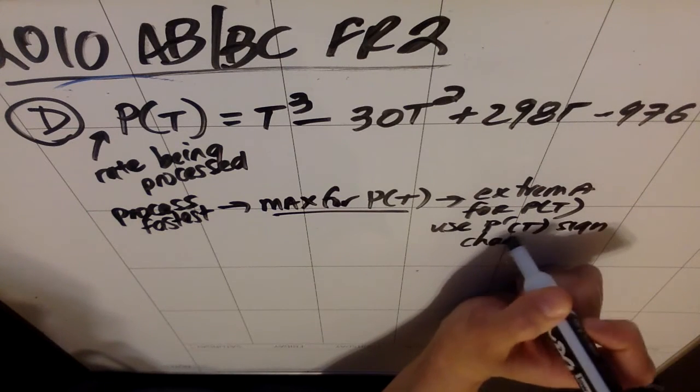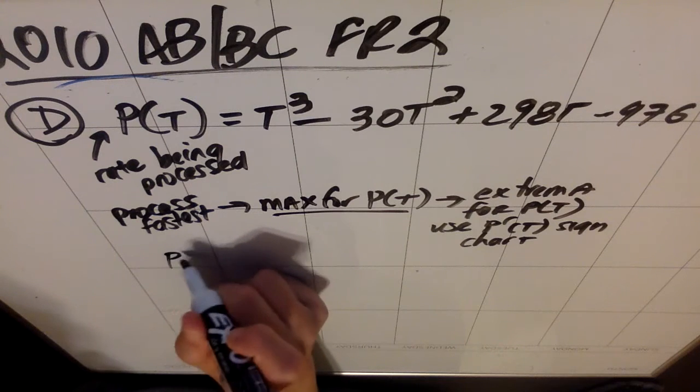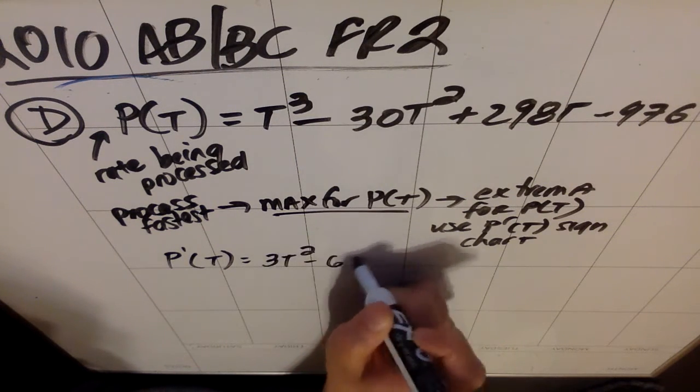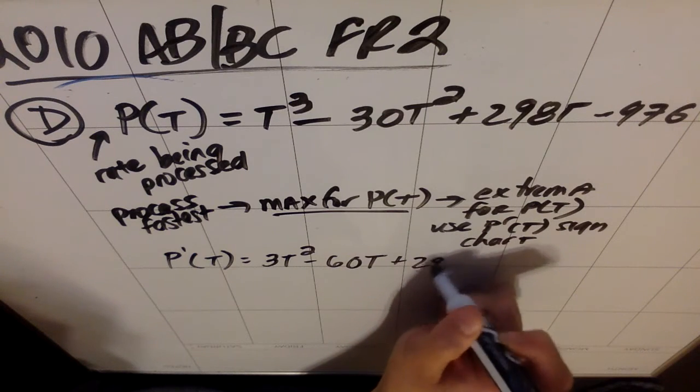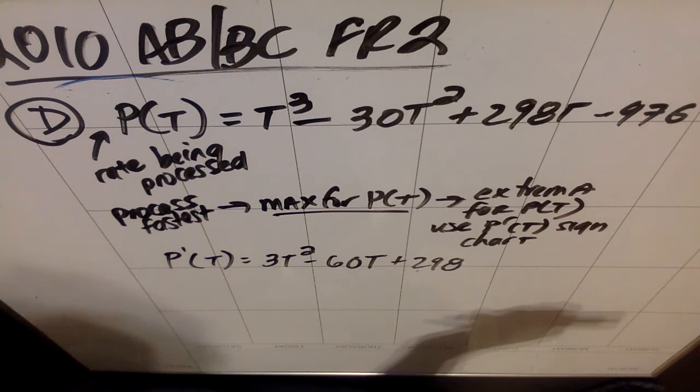So there are a couple ways to handle this. My take is that the easiest option is to find P prime of T by hand. You're going to get 3T squared minus 60T plus 298. Now you can do what you want here, but my guess is that this probably doesn't factor nicely.